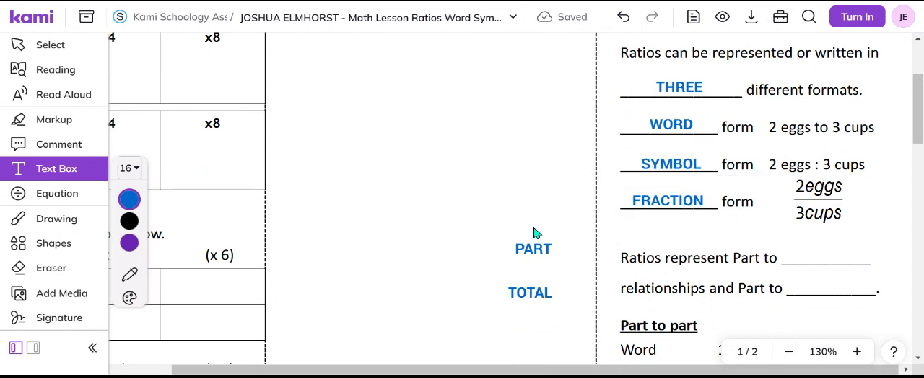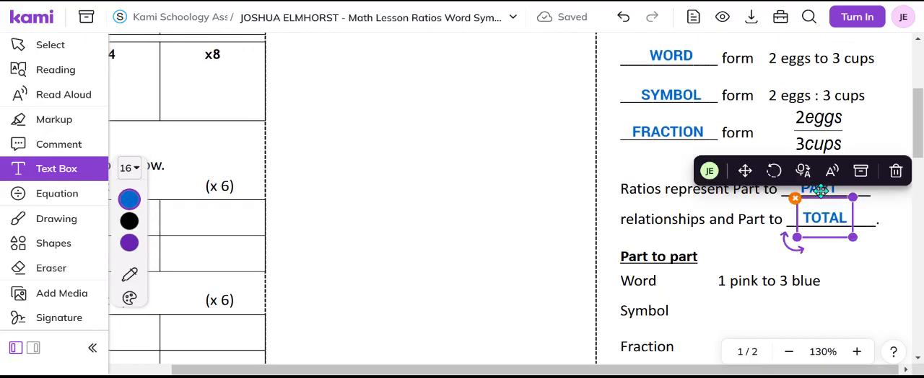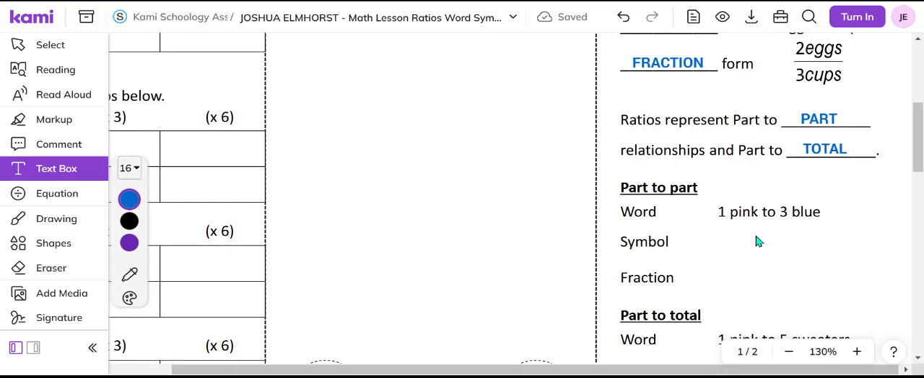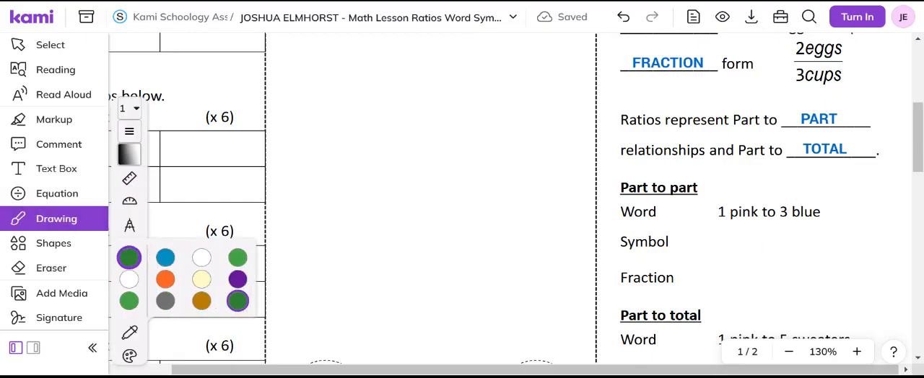And then there are two different types of ratios that you can write. We can do a part-to-part comparison, which is boys to girls, or you could do part to total, which would be boys to students or girls to students. So part to total. So let's practice just a little bit down below.